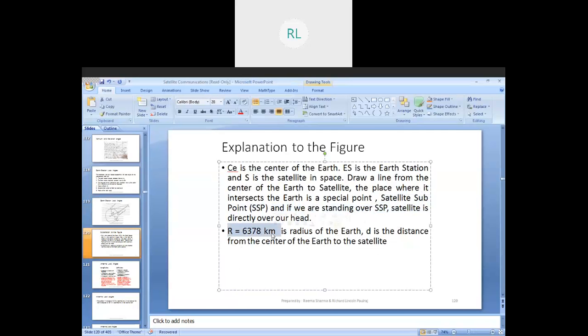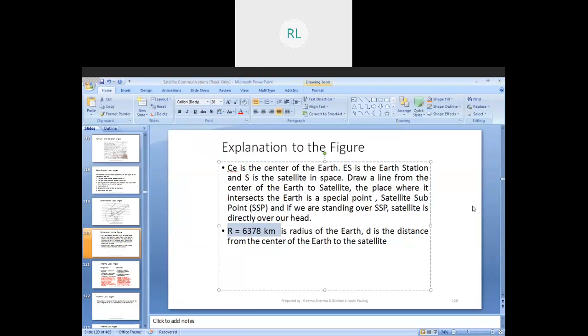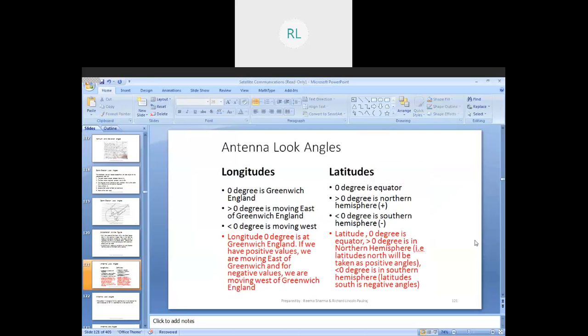Now r is a constant, which is nothing but the radius of the earth, which is 6378. Sometimes we'll have to remember this value, and if the value is mentioned in the question paper, then fine. If not, most of the times these values will be kept as standard values, and you will be asked to assume. So 6378, you have to remember that.